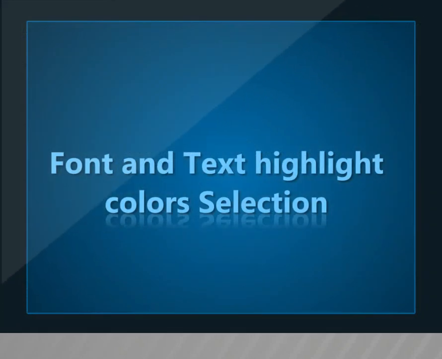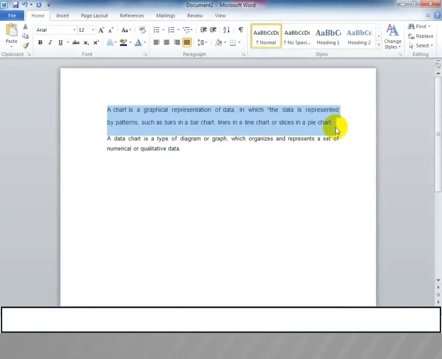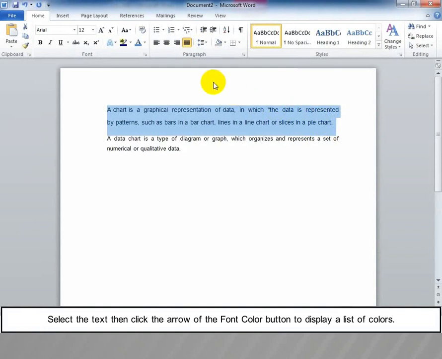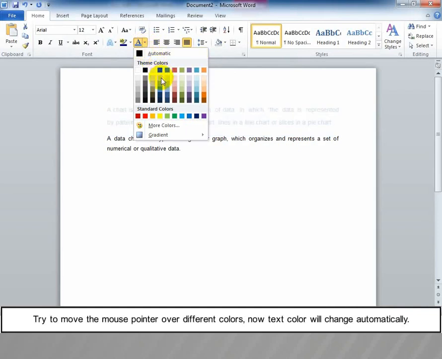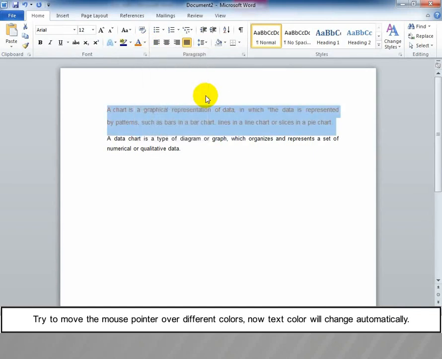Font and text highlight colors selection. Select the text, then click the arrow of the font color button to display a list of colors. Try to move the mouse pointer over different colors. Now the text color will change automatically.